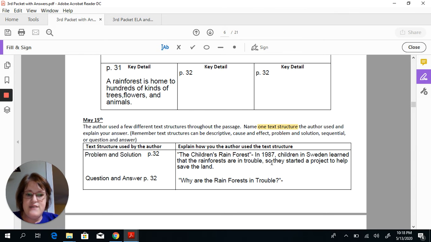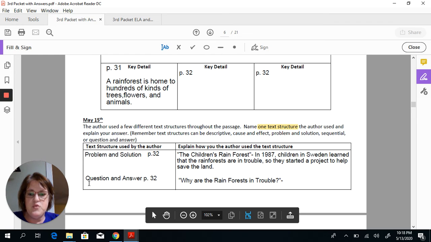So in 1987, children in Sweden learned that the rainforests are in trouble, or were in trouble at that time, still are in trouble. This would be the problem. So they started a project to help save the land. So this is their solution. This is how they're trying to help solve the problem.